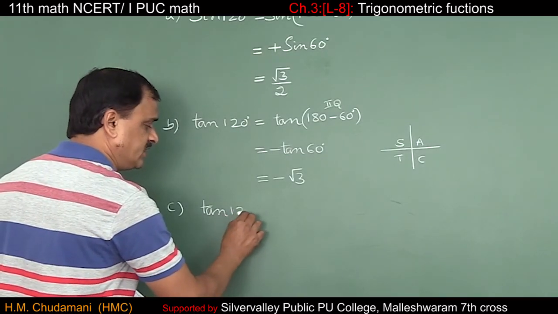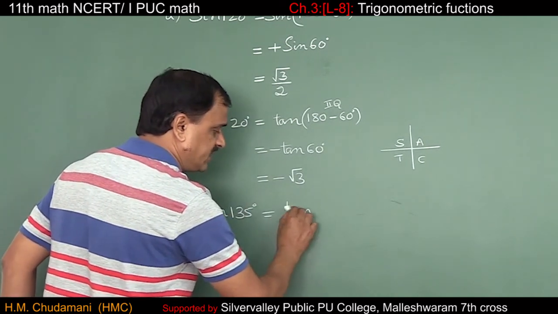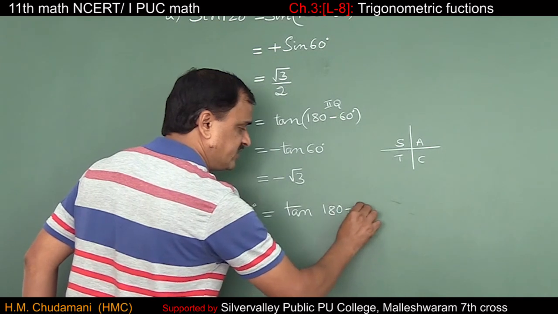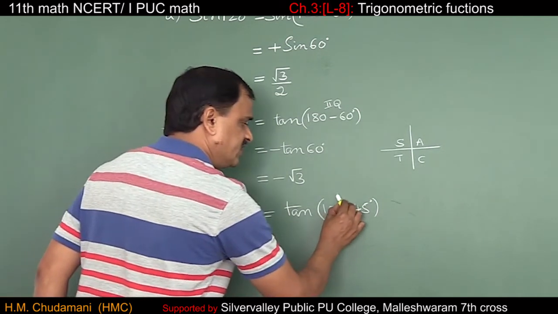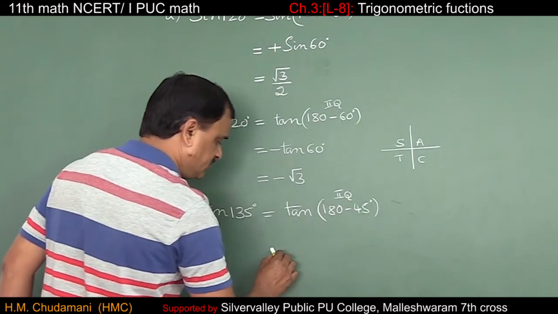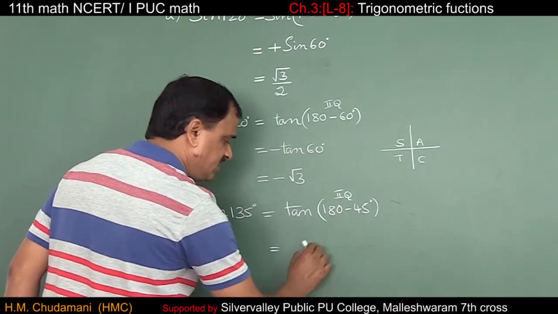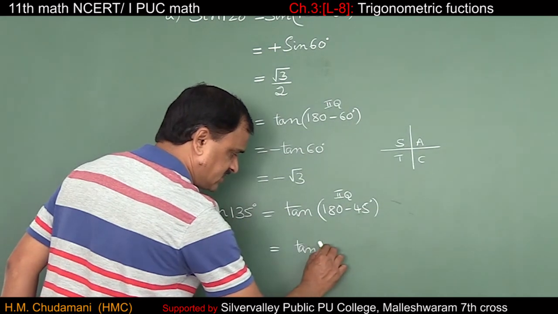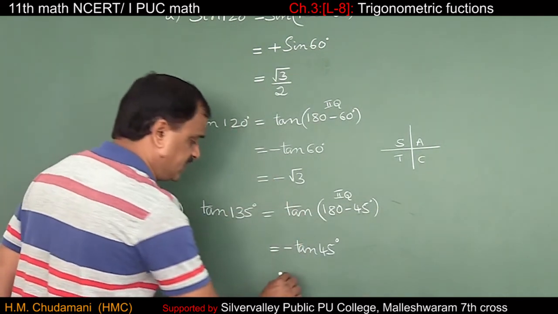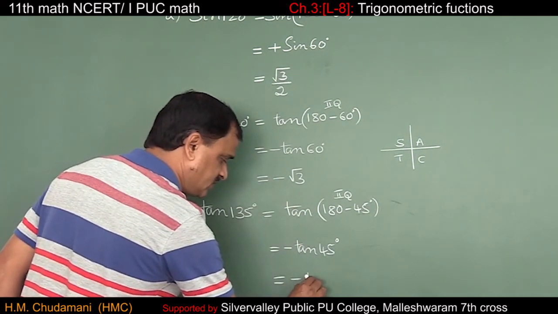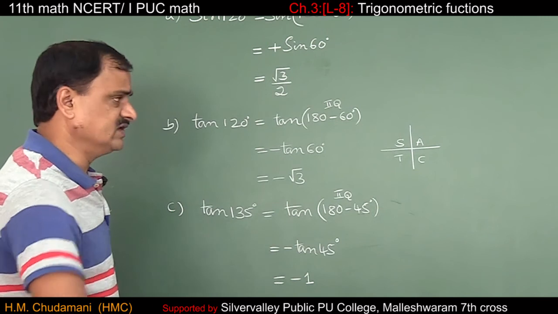Tan 135 degree. 135 can be written as 180 minus 45. 180 minus 45 means 135 only. It is in the second quadrant. So tan of 180 minus theta, this is of the form. 180 means the trigonometric function doesn't change, it remains the same. So it is negative. Tan 45 degree is 1. So tan 135 degree can be written as minus 1.